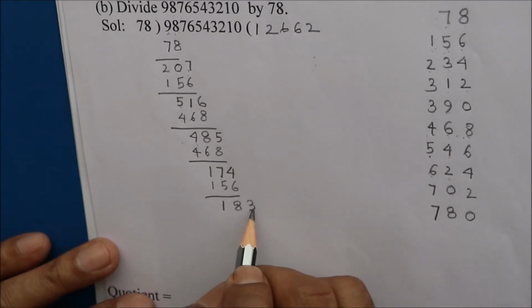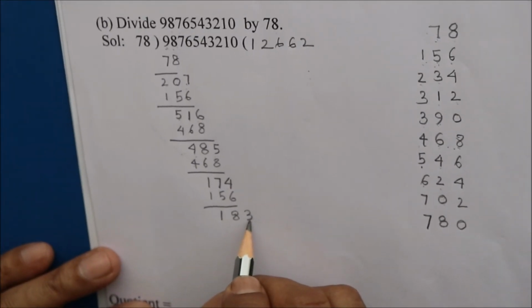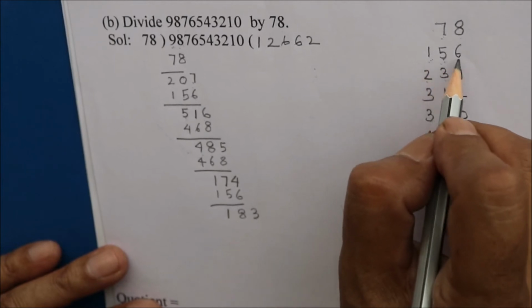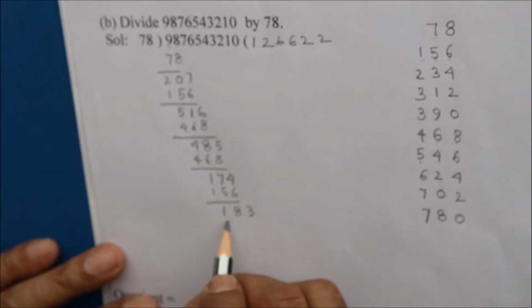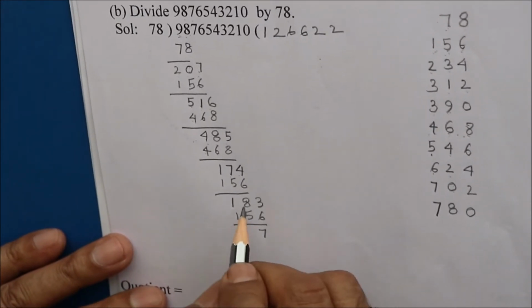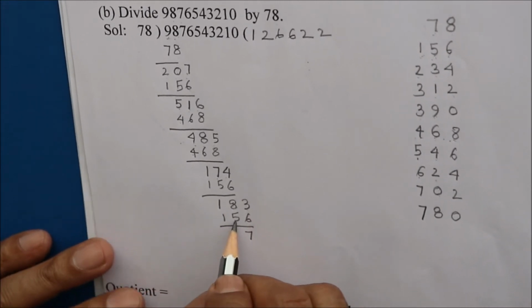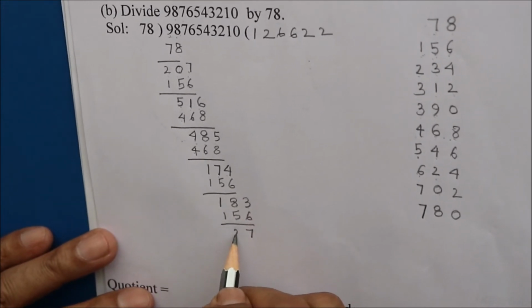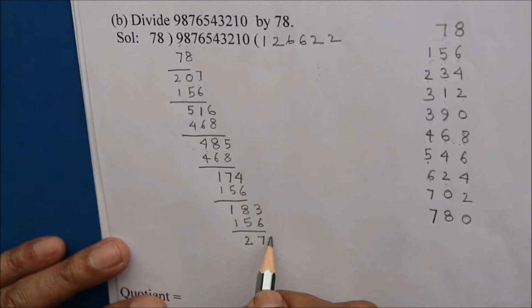Bring down the next digit 3. The nearest multiple less than 183 is 156, which is the second multiple. Write 2 here and 156. 3 more 7. 8 minus 1, 7. 7 minus 5, 2. 1 minus 1, 0. Bring down the next digit 2.